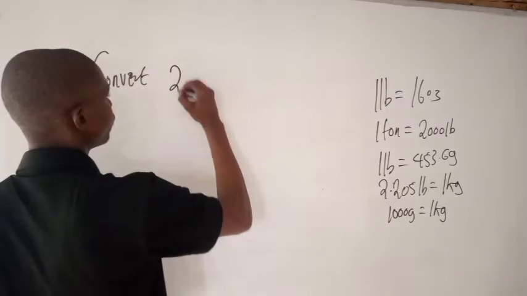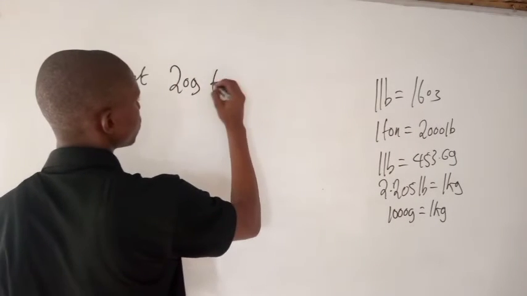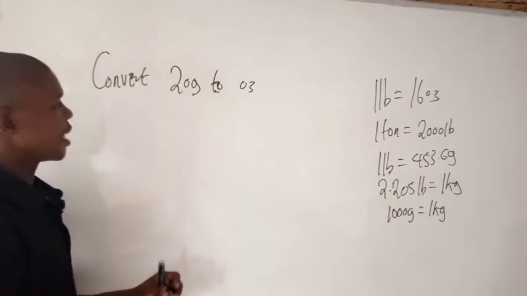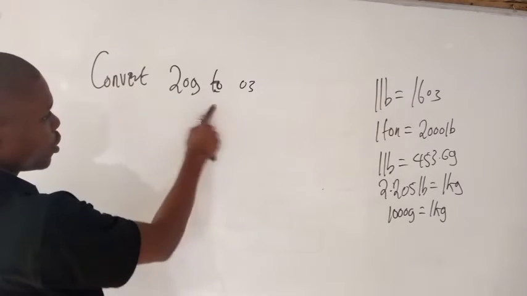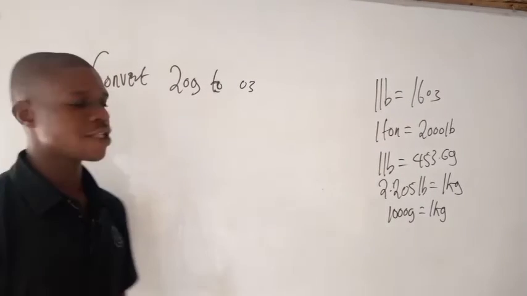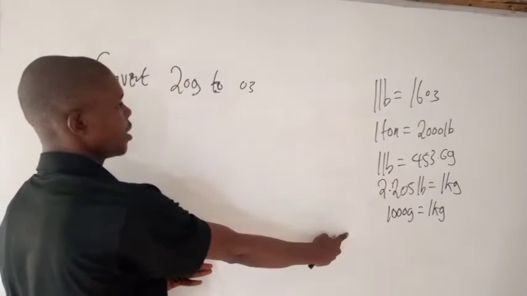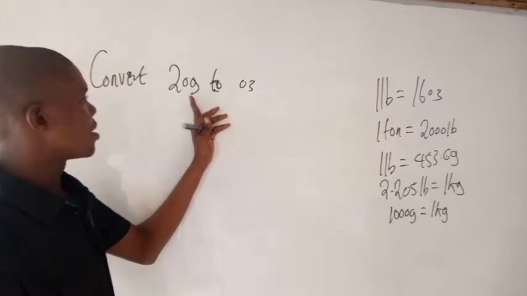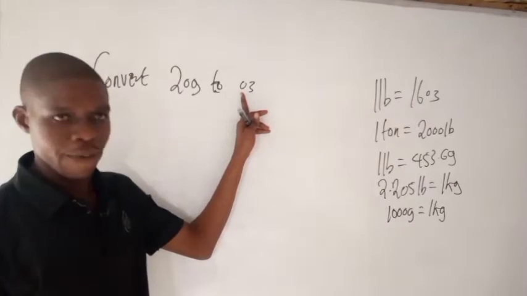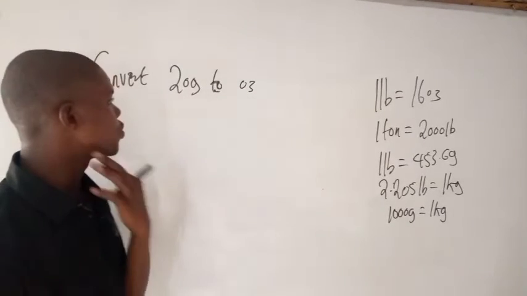Now if for example you are being asked to convert 20 gram to ounce, you get? Now, how do you do this one here? Please pay very close attention because this one there's no direct relationship. If you look at the relationship I've given to you here, there's no direct relation between gram and ounce. Hope you understand. So how are we going to do that?